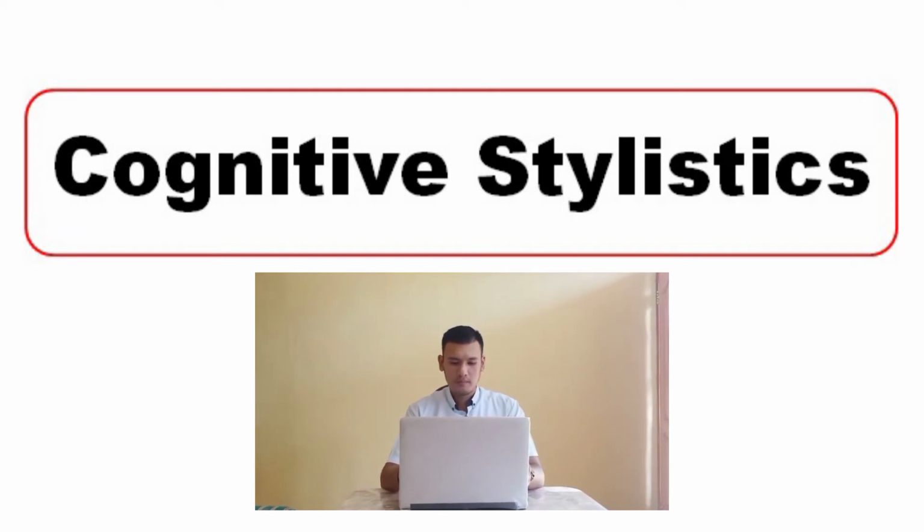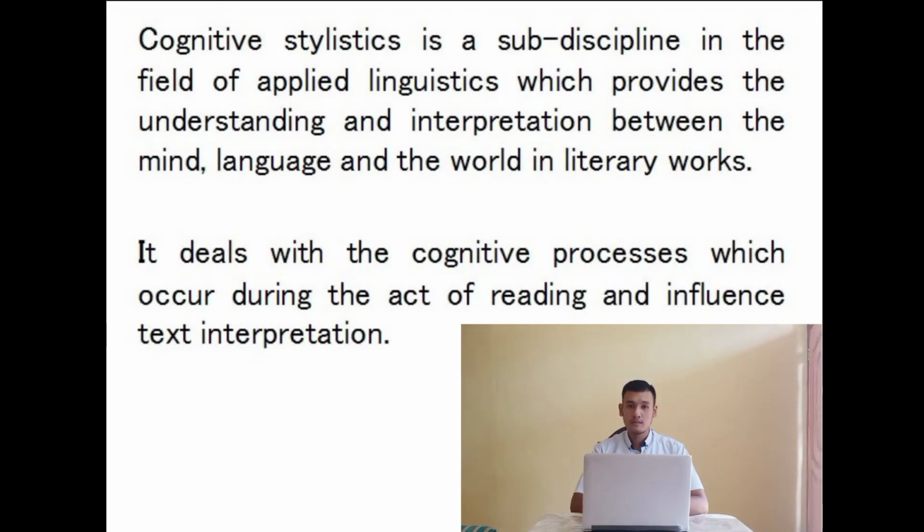So, cognitive stylistics, or cognitive poetics as it is commonly called, has been widely researched and introduced by some linguists such as Peter Stockwell, first in 2002, and then Mike Simpson, then also Gavins, and many more. So, ladies and gentlemen, cognitive stylistics is a sub-discipline in the field of applied linguistics, which provides the understanding and interpretation between the human mind, language, and the world in literary text. It deals with cognitive processes which occur during the act of reading and influence text interpretation.